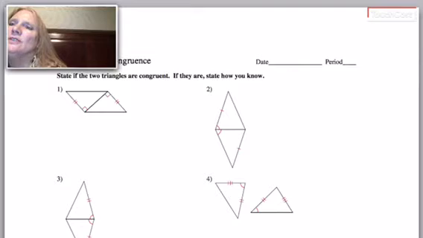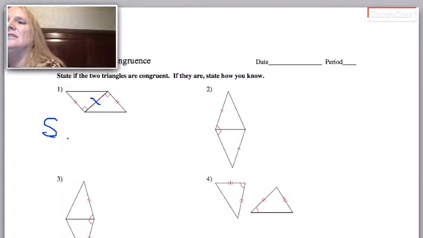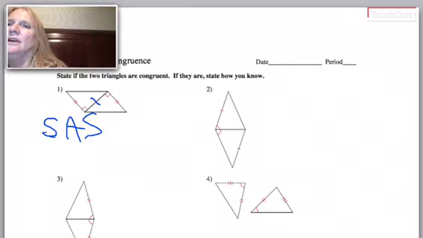So in the first picture we have a side and a right angle, but we can also mark this side because that's the same side in both triangles, so it's obviously congruent to itself. And then we have side, angle, side. We have two sides and the included angle. Okay, and number two, we have a side and an angle. Okay, and then we can say this side.